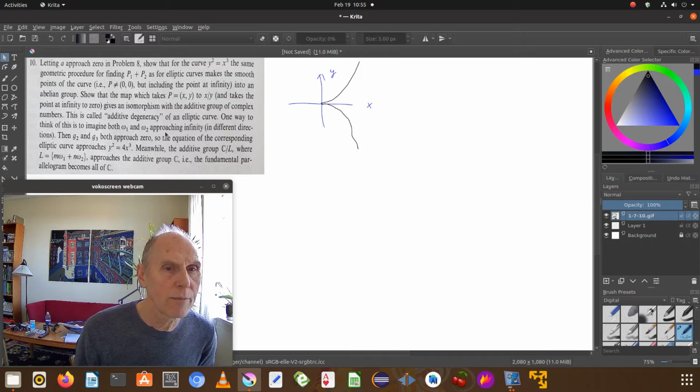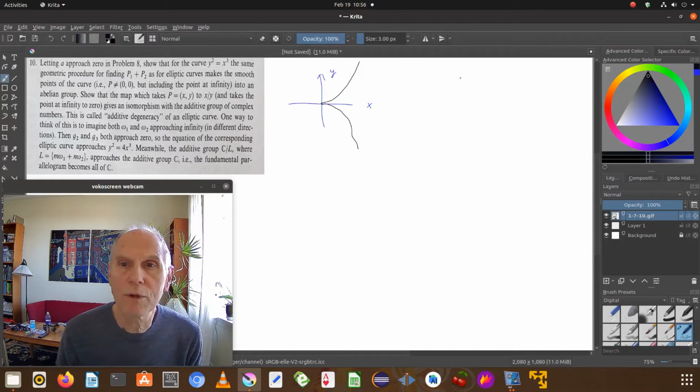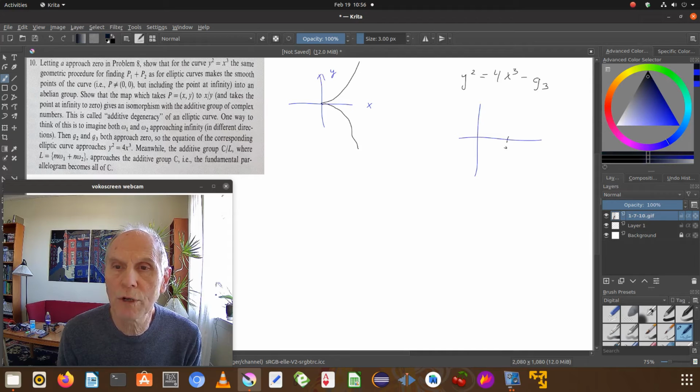And then he writes about a limit process. I think we should look at that first. So if we look at the curve y squared equals 4x to the third minus g3, so it has one real root, e1, and then it goes like this.